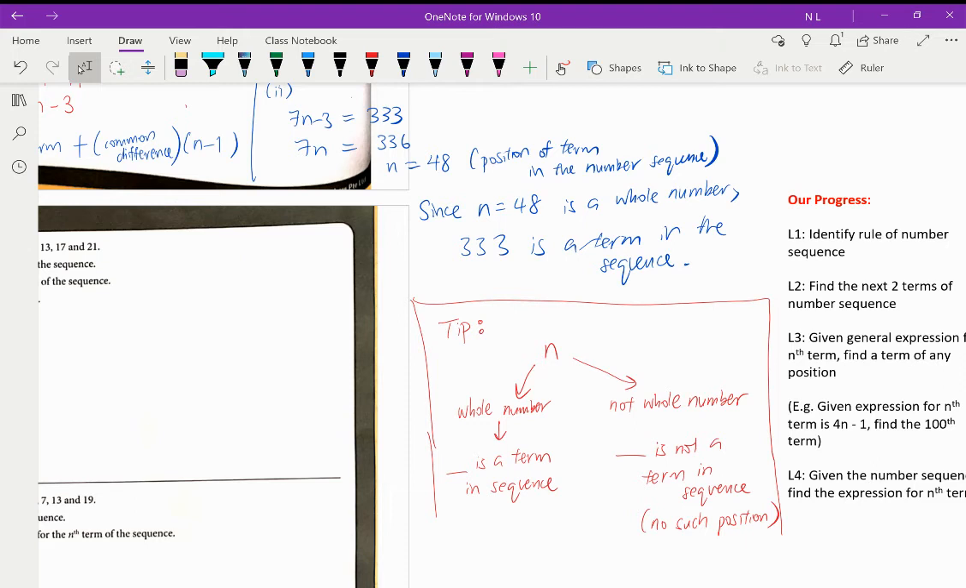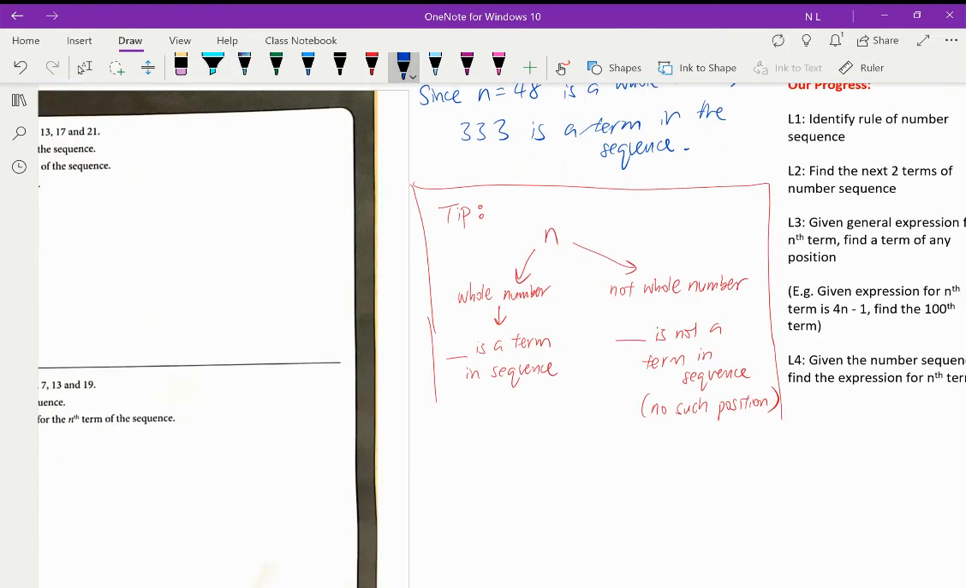But if this n, when you calculate it out, is not a whole number, it can be a decimal, it can be a fraction, it means that this particular number that you are equating it to is not in the sequence. So for this case, we're equating it to 333. If let's say the number that you equate to is not 333, for example, it's 332.